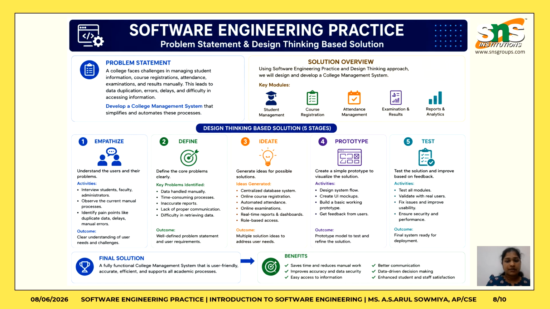So what are the solutions here? Using software engineering practice and the design thinking approach, we will design and develop a college management system. The key modules are student management, course registration, attendance management, examination and results, and reports and analytics. By using the five stages, the first one is empathize. In empathize, we understand the users and their problems. In define, we find that data is handled manually, so it is a time-consuming process with inaccurate reports and lack of proper communication.